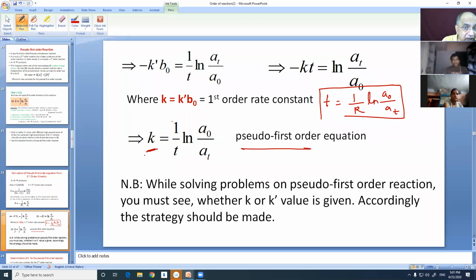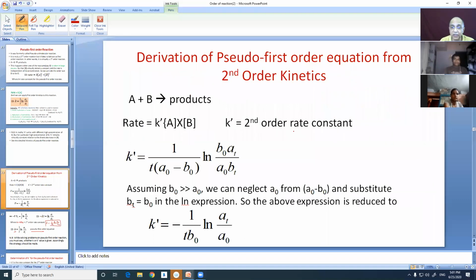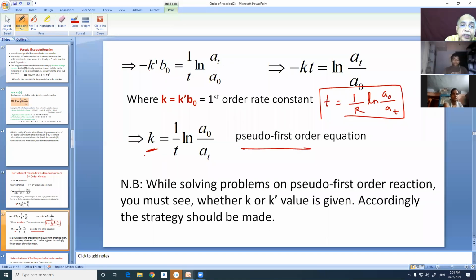Or K is equal to 1 by T ln A0 by AT. This is nothing but first order. This K is equal to K dash into B0, because B0 is brought to this side. K dash is the rate constant for the second order reaction. B0 is the real initial concentration of capital B, which is very high. So in place of K dash B0, we write K. Remember this equation: K is the first order rate constant, K dash is the second order rate constant, and B0 is the real initial concentration of capital B, which is much greater than capital A.